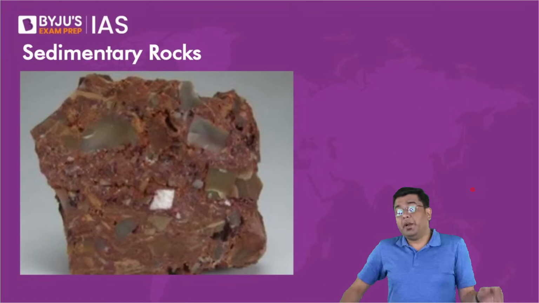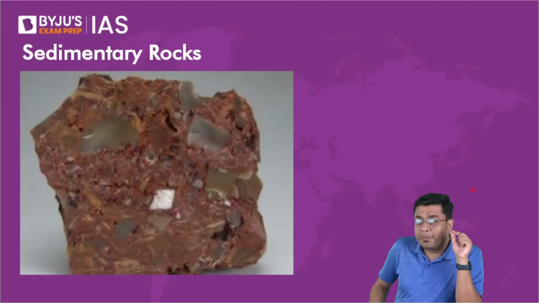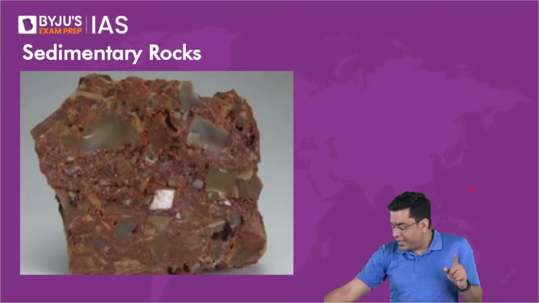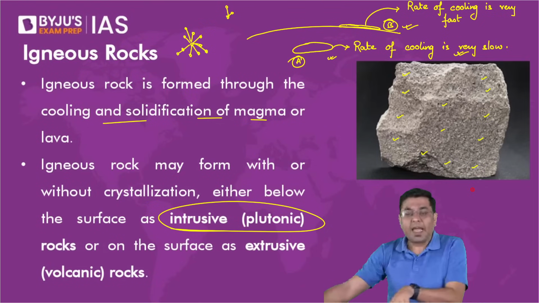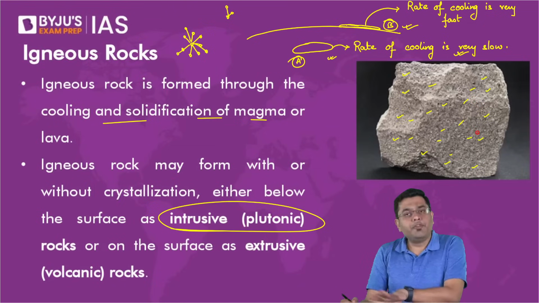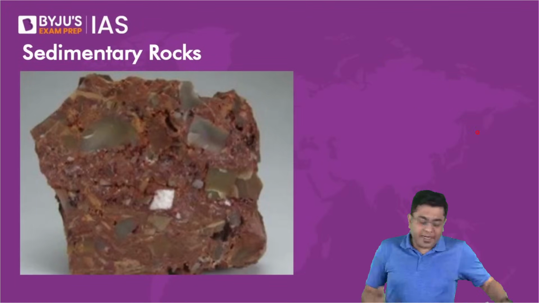Now comes the sedimentary rocks. Here again, I want you to spend some time observing the image. Now, how does this image differ compared to that of igneous rock? In igneous rock, you find a kind of uniformity, isn't it? Whereas here, you don't have that uniformity.